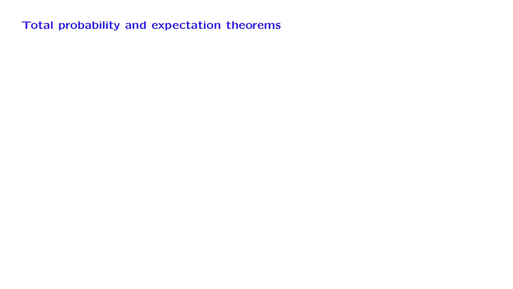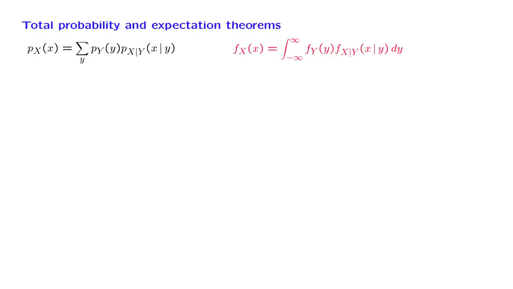Conditional PDFs share most of the properties of conditional PMFs. All facts for the discrete case have continuous analogues. The intuition is more or less the same, although it is much easier to grasp in the discrete case. For example, we have seen this version of the total probability theorem. There is a continuous analog in which we replace sums by integrals and we replace PMFs by PDFs. The proof of this fact is actually pretty simple.